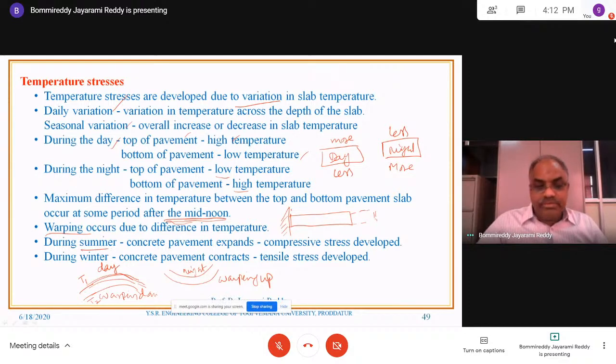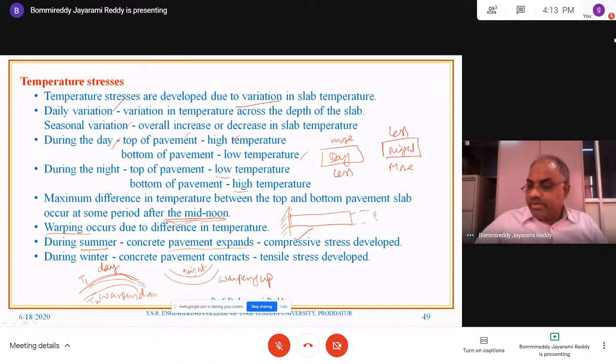During summer, what is going to happen? Concrete pavement expands. If the space is available, it is going to expand freely. Normally, what is going to happen? Between the pavement slabs, we are going to keep mastic pads so that it will allow to expand. If any expansion is prevented, compressive stresses will induce.